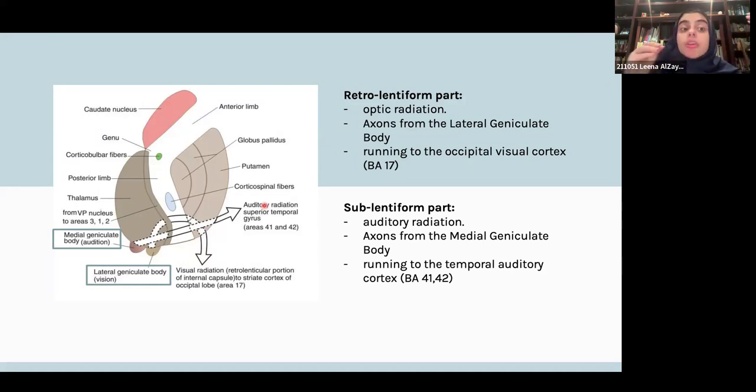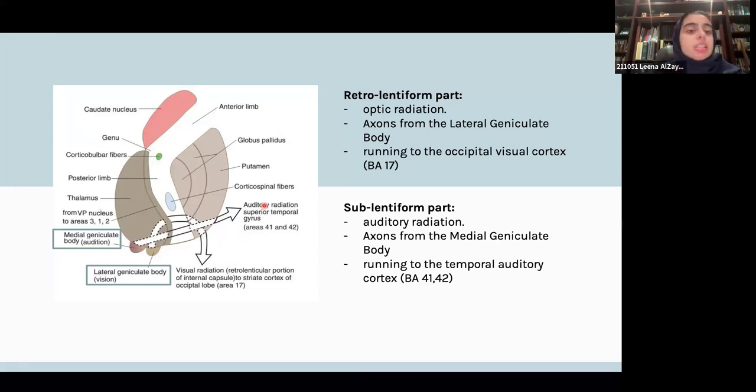This is part of the internal capsule called the sublentiform. So what is it doing? It's taking information from the medial geniculate body and sending it to your ears, which is the temporal auditory cortex. It's also known as Brodmann areas 41 and 42.